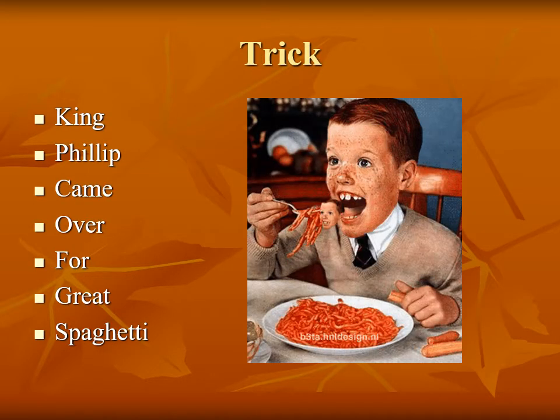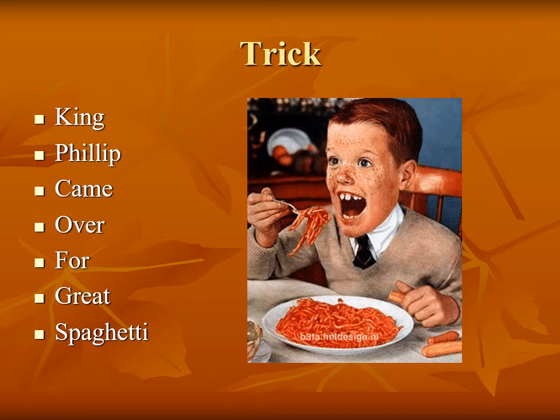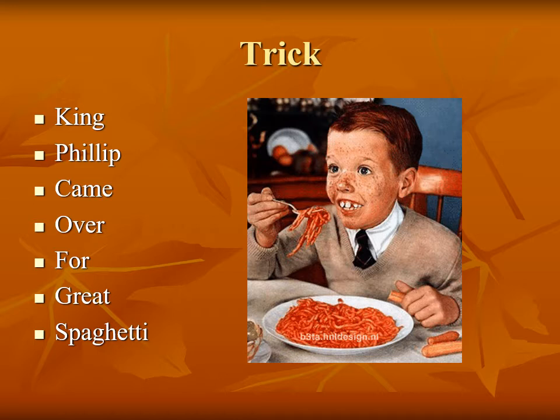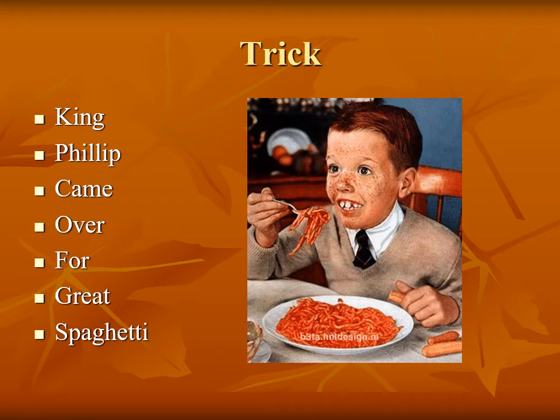So there's a little trick, and those are the boxes off to the side, a little trick for remembering these in order, because you do have to remember them in order, and the little trick is King Philip came over for great spaghetti. So if you remember that sentence, King Philip came over for great spaghetti, you can remember kingdom, phylum, class, order, family, genus, and species. King Philip came over for great spaghetti.